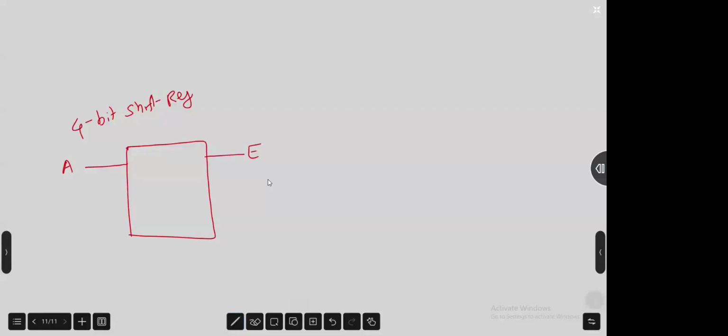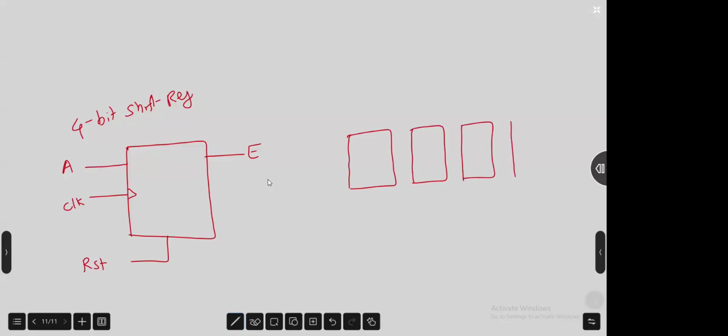Okay, and what here? There is a clock, and there is reset. Now what inside it? इसके अंदर क्या है? So what inside in this block is, so there are 4 bit shift registers, so there are the 4 D flip flops. This is my first, second, third, fourth, and it's synchronous. So all are having the same clock.